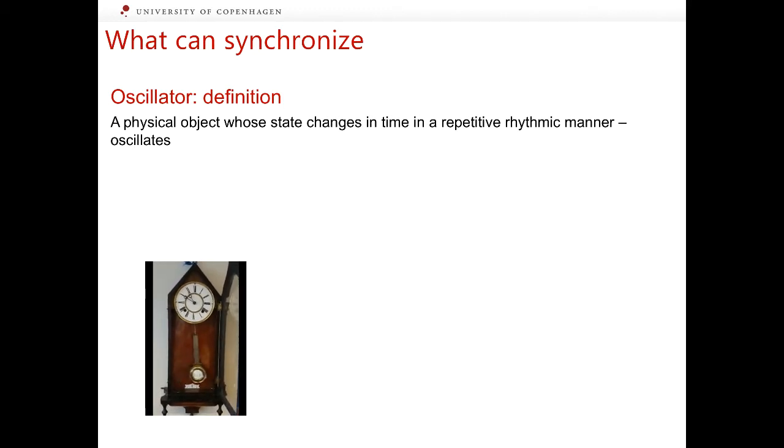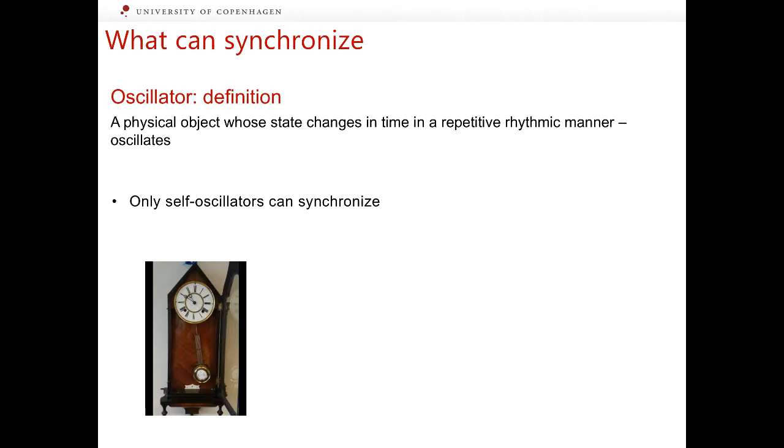Oscillation is a motion that shows some degree of repetition. Oscillations occur in physical systems called oscillators. Here we introduce a definition of an oscillator. An oscillator is a physical object whose state changes in time in a repetitive, rhythmic manner, oscillates. However, not all oscillators can synchronize. Only a special kind of oscillators can demonstrate synchronization.